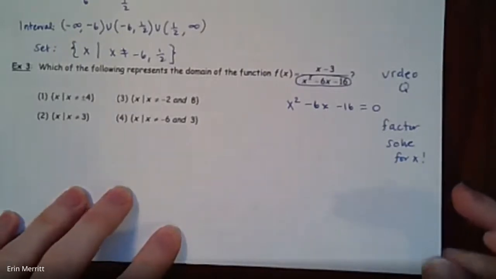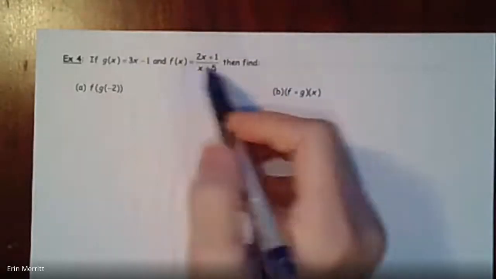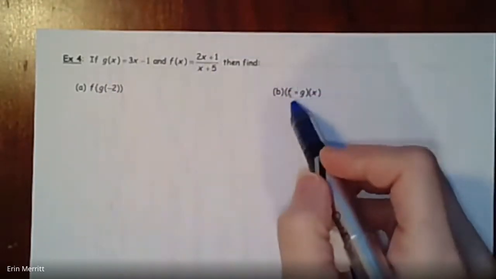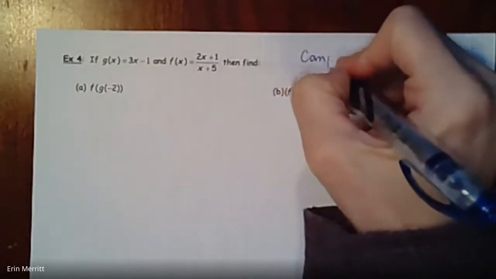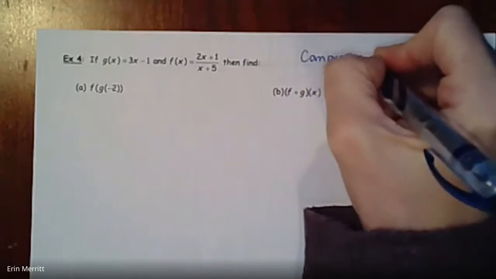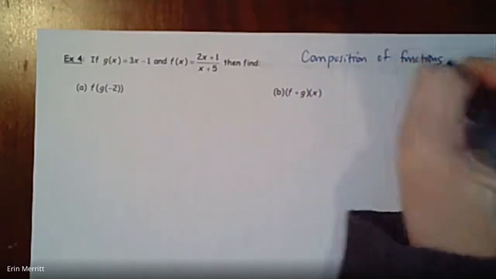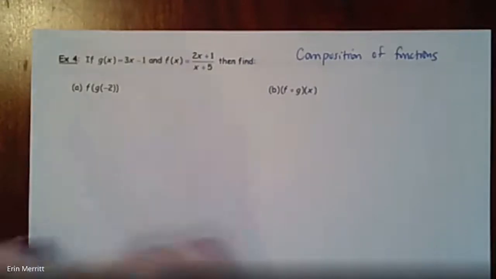All right, moving on to that next page here. We've got some review topics that come up in these first couple days. The first one, given two functions, you were asked to do f of g of -2 and then f of g of x. That is called the composition of functions. And we did this back in our functions unit, which I think was unit 1. Composition of functions means you always start on the inside and you work your way out.